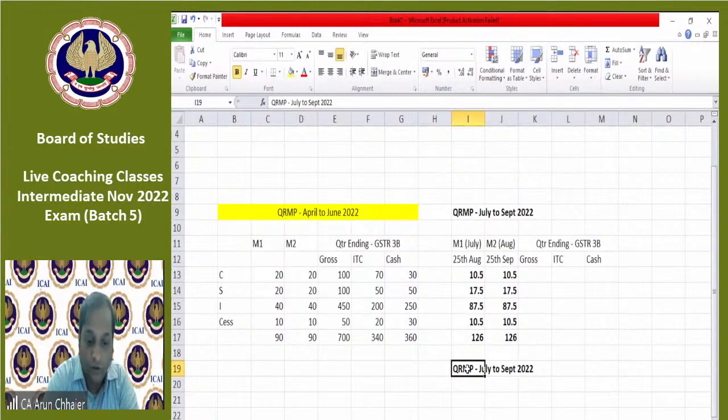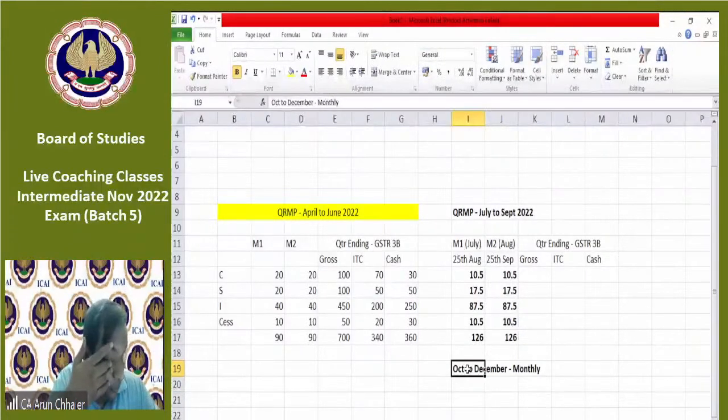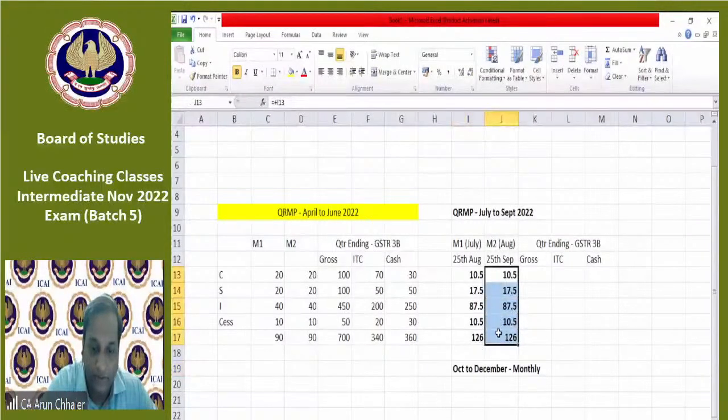Now suppose from October to December, I have changed to the monthly scheme. Only the cash amount is considered, Rafiq bhai. Yes, I have highlighted 100. I have highlighted that you will pay only the cash component. Then, sir, there was also the same liability. Shivam, I have just copy pasted. The same amount you need to pay.